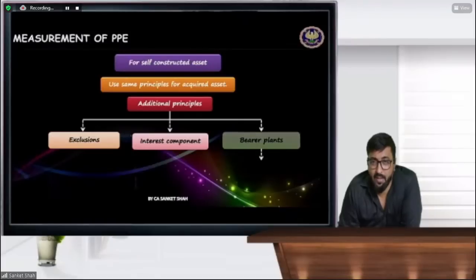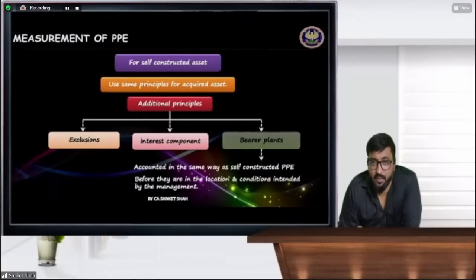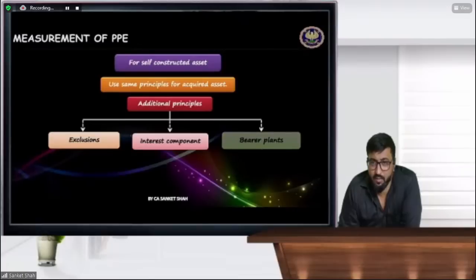And bearer plants, you are aware that they are treated in the same way as construction of the asset. Bearer plant is better, don't take it seriously, but I already explained that a mango tree is a bearer plant, which you are not selling as it is, but you are selling mangoes on that tree. So that is a bearer plant. Whatever cost you incur for self construction of that plant, you will add.